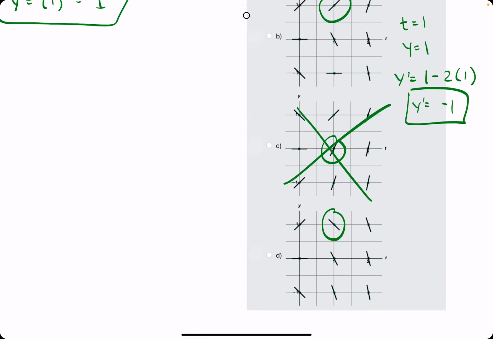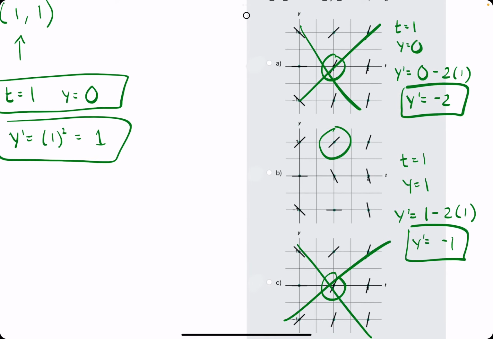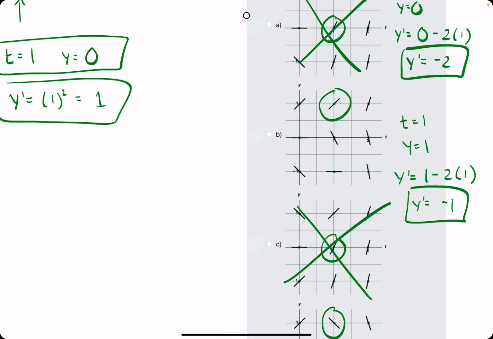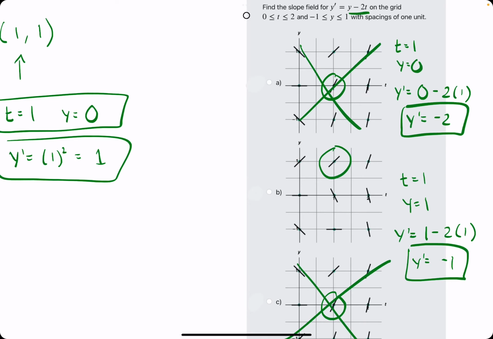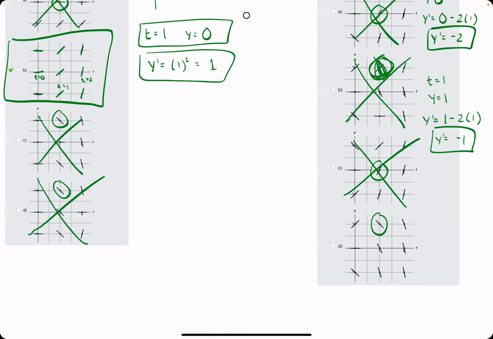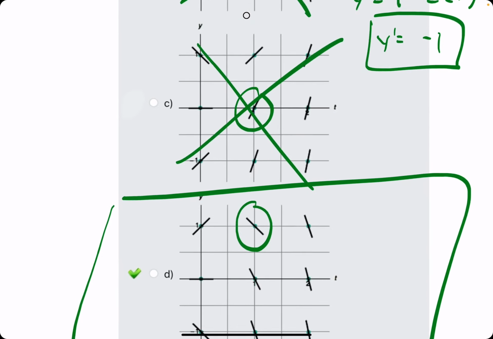So between B and D, which of those circled segments has a slope of negative 1? That would be option D, because B has a very positive slope at that point. So break out the eraser to see that D is in fact our answer.